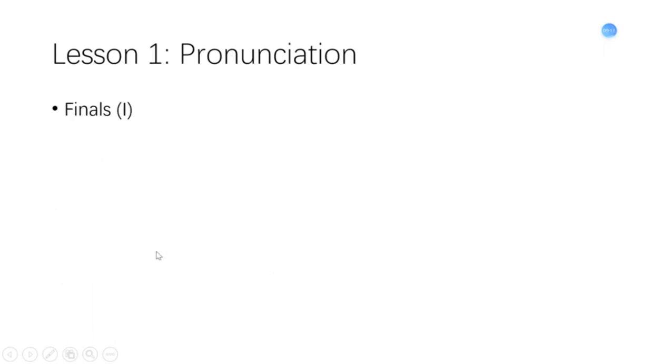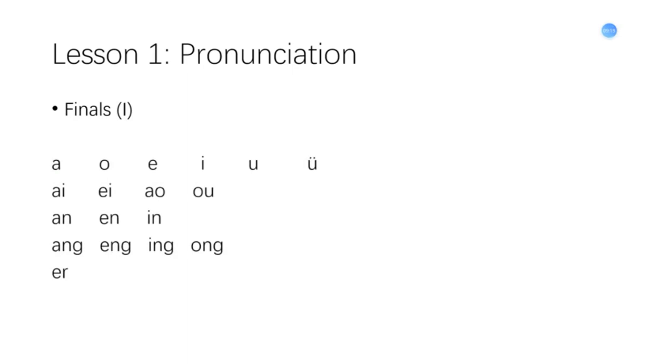Let's continue with finals. Finals are more than initials in this lesson. In the first line, you can see these single letters. These are the most basic finals in Chinese pronunciation, the most basic ones. Let's try to read this first line. A, o, e, i, u, ü. Let's read again.